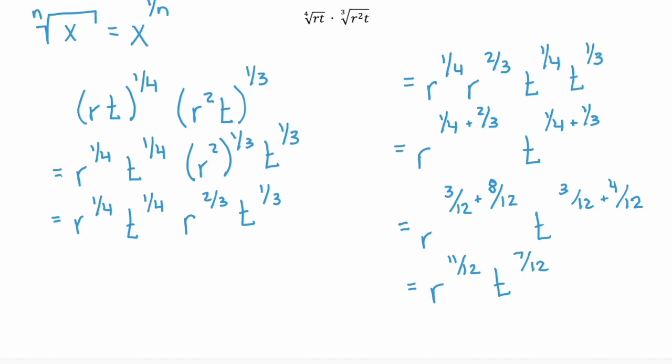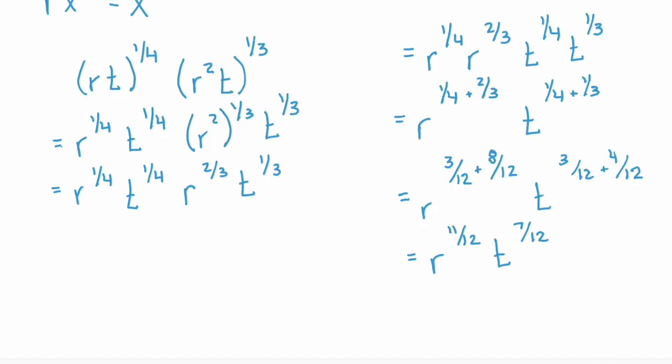This is great. Now we have it simplified. We have one r variable and one t variable, but we're asked to put this into radical notation. So to convert this to radical notation, remember that the denominator, which is 12 for both of them, is our index, that little number on the outside of the radical. And inside, you maintain that variable with the numerator, so r to the 11th and t to the power of 7. So that's your simplified version.